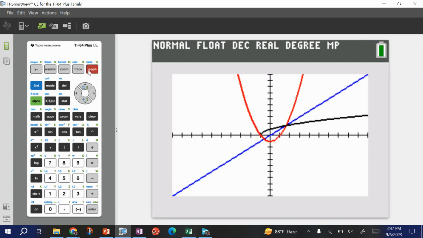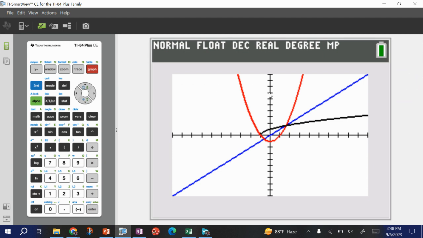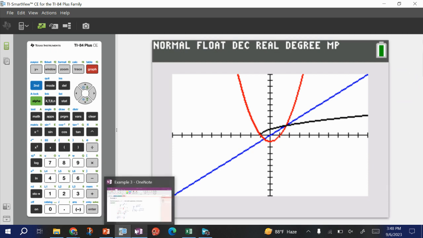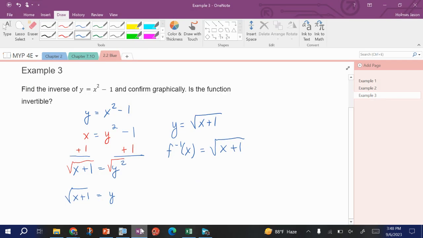And we've got something really interesting happening. First of all, I do see some inverse action going on here with the blue line kind of cutting the graph in half, but I only see part of the black graph. And what that tells me is that this is not going to be a function because it's not going to pass the vertical line test. And here's the reason why.